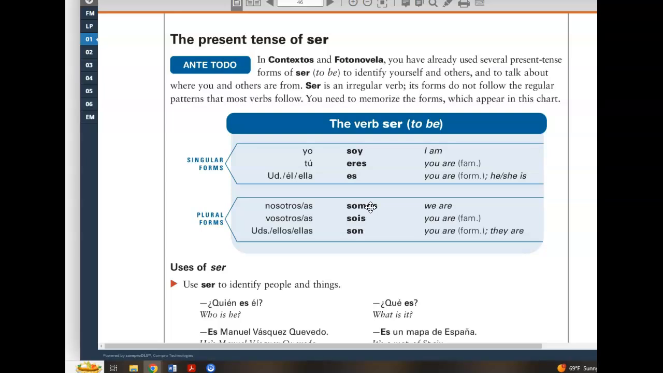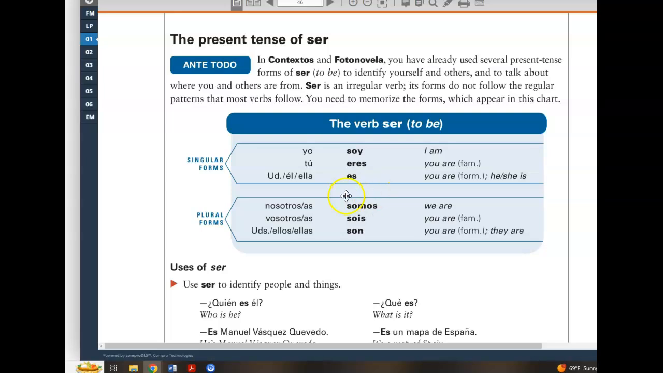Nosotros somos, to say we are, and then ellos, ellas, ustedes son. They are, ellos, ellas, or you plural. You are in the ustedes form.